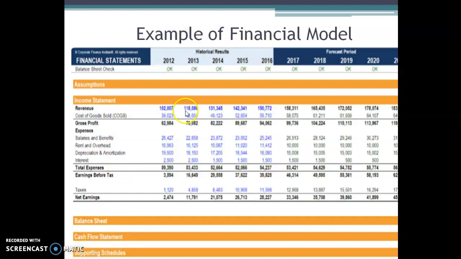The second part of this financial model is about the historical results. So all the historical results we are going to use to develop a financial model. And here the third section is about the forecasting period, or the period for which we are going to forecast the income statement, balance sheet, or cash flow statement. So with the help of various assumptions, we are going to forecast the future. In this way, once you learn how to develop a financial model, your model will also look like this.